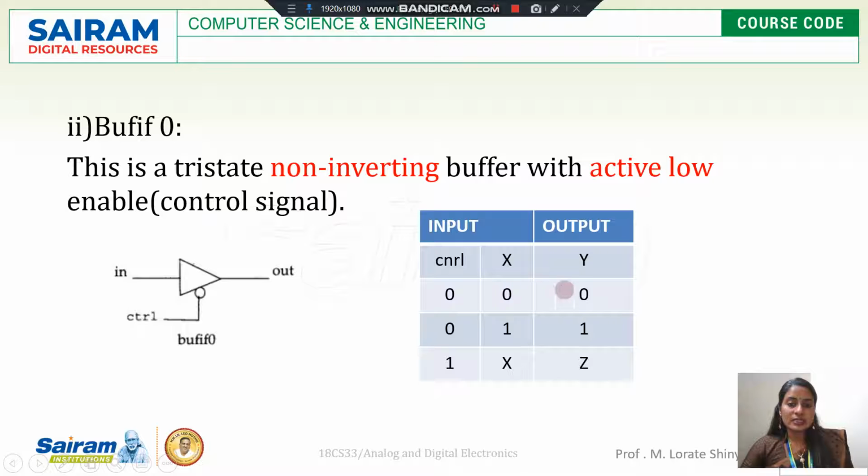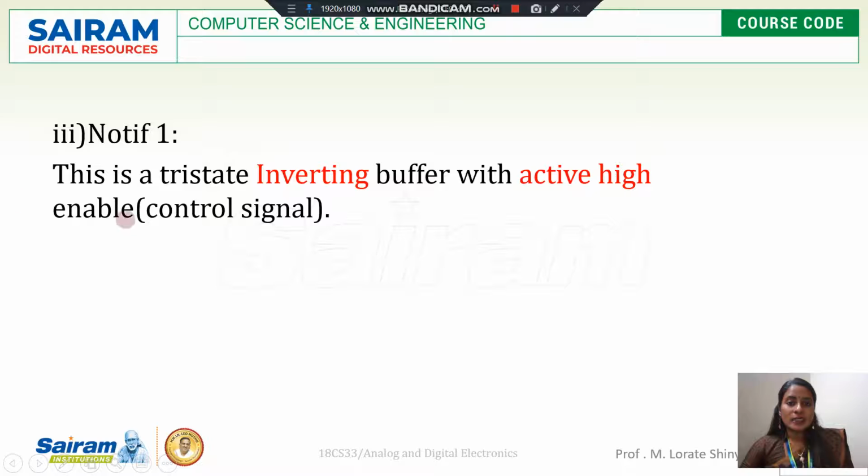If x is 0, output is 0. If x is 1, output is 1. If control input is 1, whatever may be the x value, you will not receive any output. Next one, not if 1.